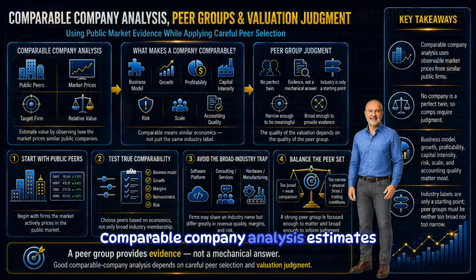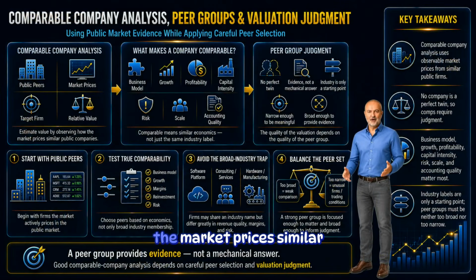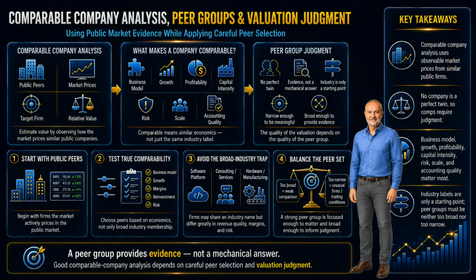Comparable company analysis estimates value by examining how the market prices similar publicly traded companies. You may hear this method called trading comparables, public company comparables, or simply comps. The attraction is clear. The method uses observable market prices. We are not relying only on our own forecast. We are looking at how investors are currently pricing businesses that resemble the target. But the limitation is just as important. No company is a perfect twin. A peer group provides evidence. It does not provide a mechanical answer. The quality of the valuation depends heavily on the quality of the peer group.